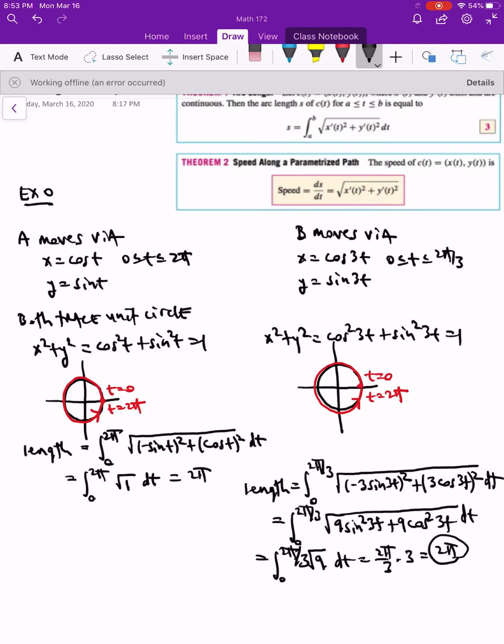So in each case, we get the same length, but the speed, you'll notice, the speed being exactly the integrand, means that the speed of A is constant 1, and meanwhile the speed of B is constant 3. So I hope this helps to make sense a little bit of what's going on with these two formulas and how speed plays a role in computing length.